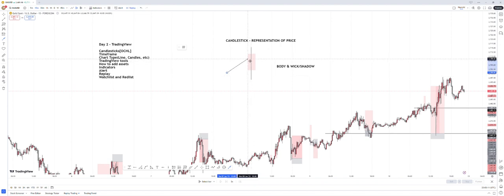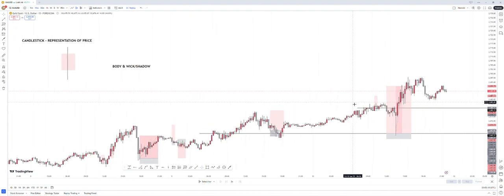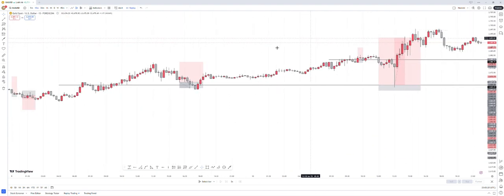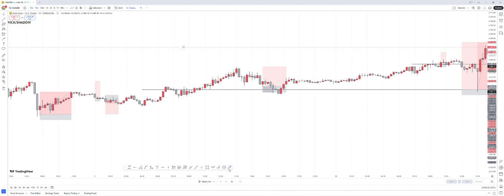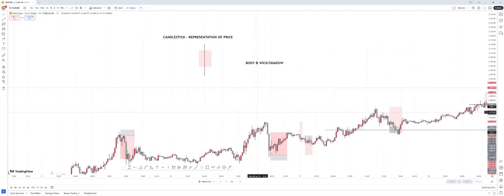The wick of the candlestick is a thin line, and this is the whole body. Let me give you a practical example on the screen. This is a candlestick body, and this is the wick. The thin line is the wick, and this is the body. Wick, wick, body. So that's what the candlestick basically is.